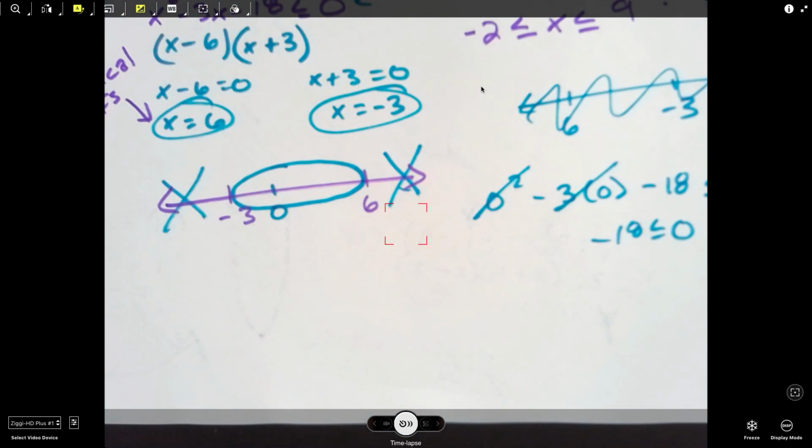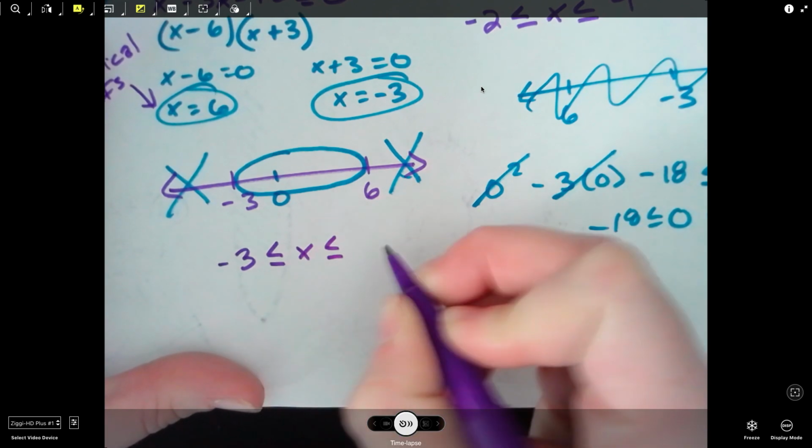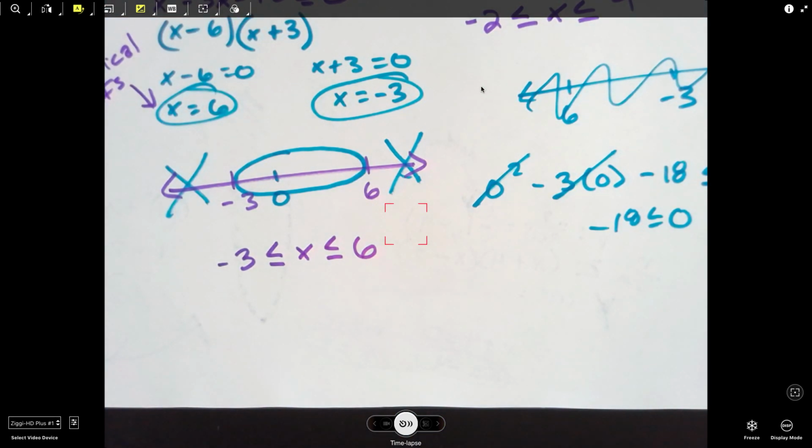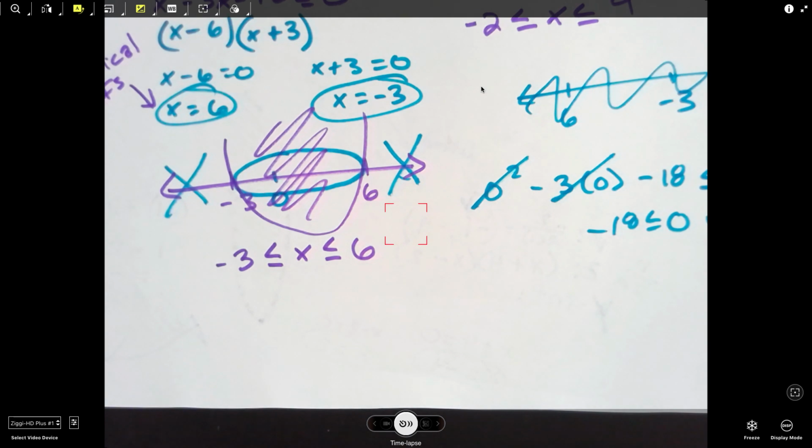So basically, this is like saying, if I had my parabola, it would be shaded on the inside, instead of on the outside of my parabola. This is basically like cheating. So to write your answer, watch this very closely: -3 is less than or equal to x, which is less than or equal to 6. That is how you will write your answer, okay? Does that make sense? This is like shading the inside of your parabola. That's basically what we have found.